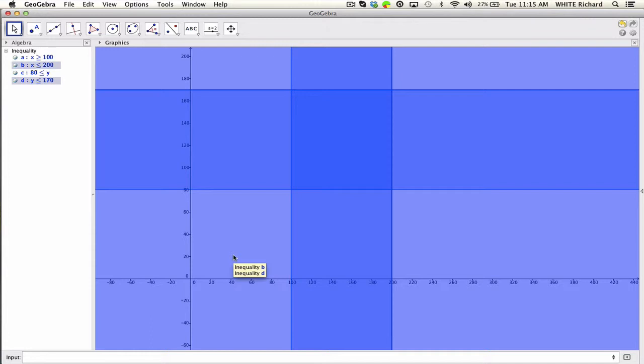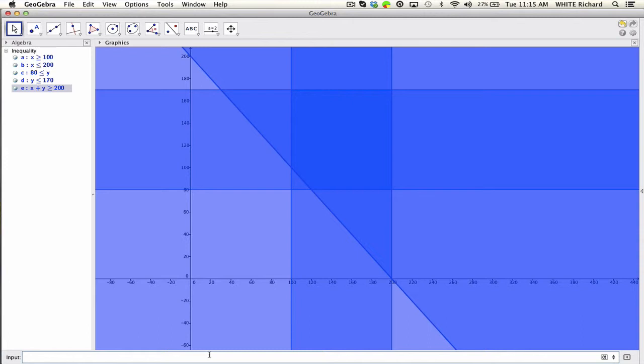And another one, we have X plus Y is greater than or equal to 200. I bet I can just put it in like that. X plus Y is greater than or equal to 200. Okay, so the piece that's been covered all the times is this piece right here.